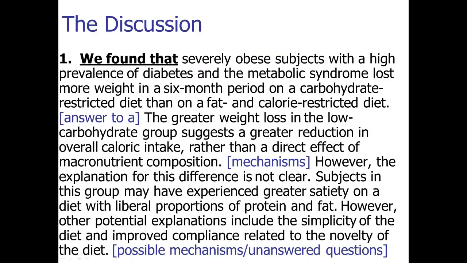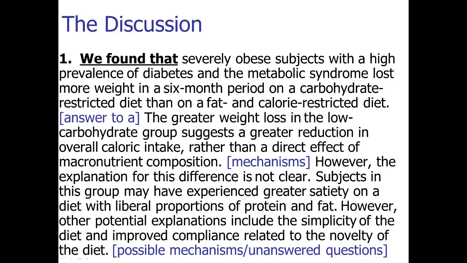So we get to the start of their discussion section. We found that severely obese subjects with a high prevalence of diabetes and the metabolic syndrome, that's the population they're studying, lost more weight in a six-month period on a carb-restricted diet than on a fat-restricted diet. So they answered question A. They set out to see whether the low-carb diet would be better than the low-fat diet, and yes, it was in terms of weight loss. So that answers question A.